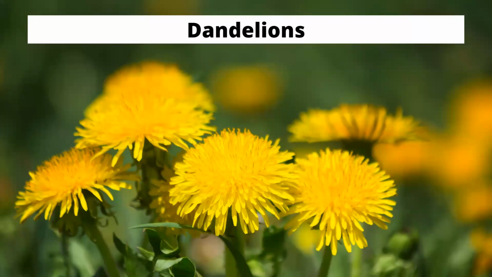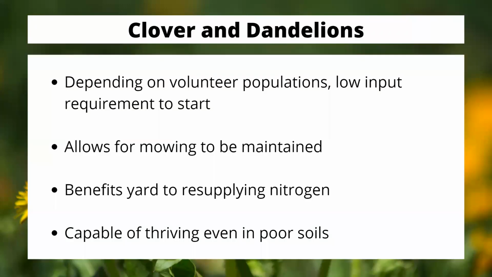But if you let your yard go a little bit wild, you're actually going to provide them habitat. Now, here's the thing. Depending on your volunteer populations, you may not need to put in much input to be able to start this. A lot of us already have dandelions and clover that'll grow in our yards very readily. And if you don't mow super low, you're going to be able to keep these plants in your yard. And you could still do regular mowing and keep them growing, and they'll reflower and keep coming back. So these are really ideal times where you could take advantage of what are typically thought of as weeds.